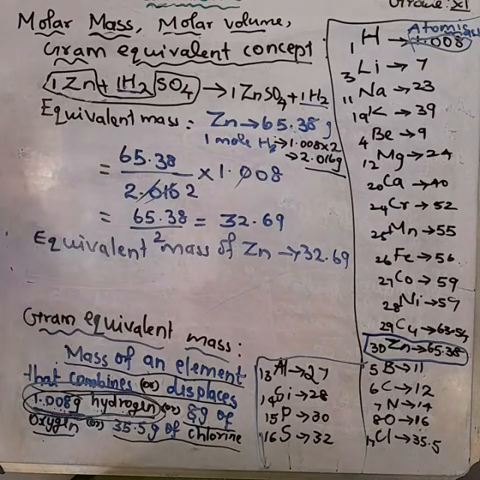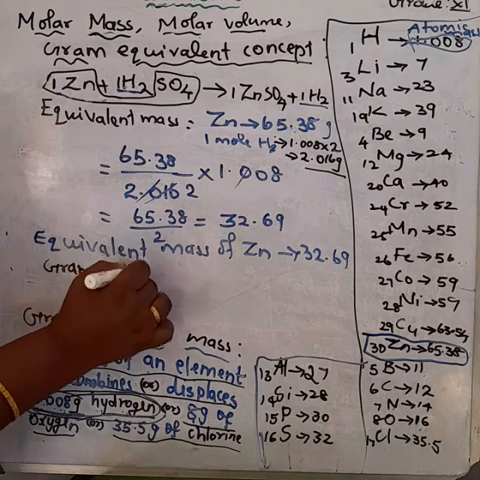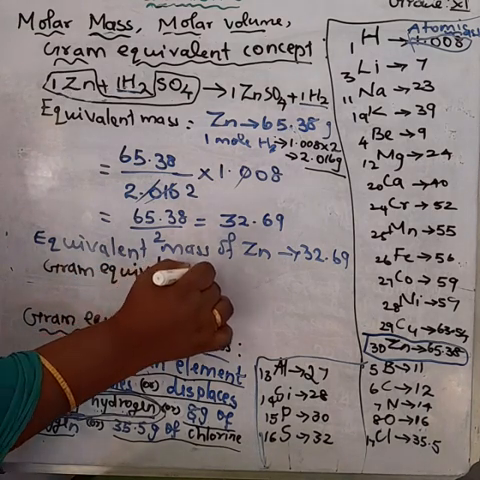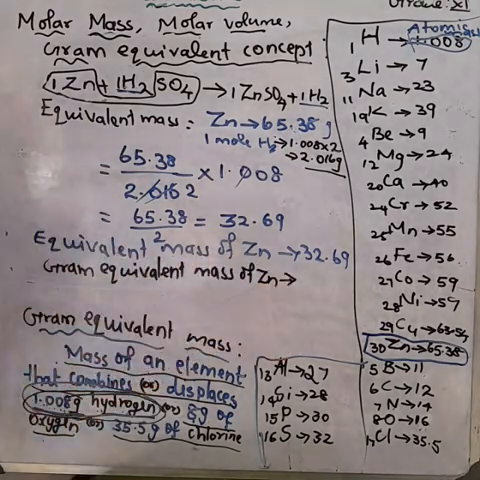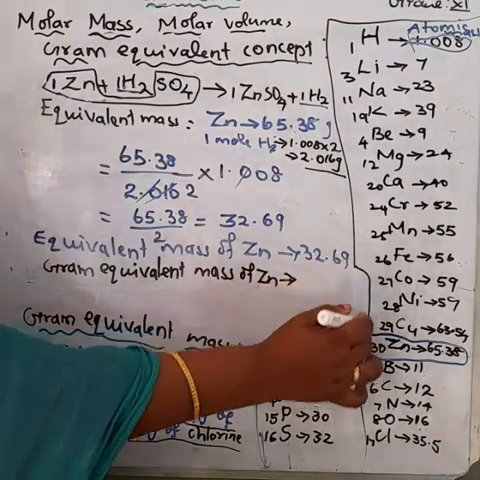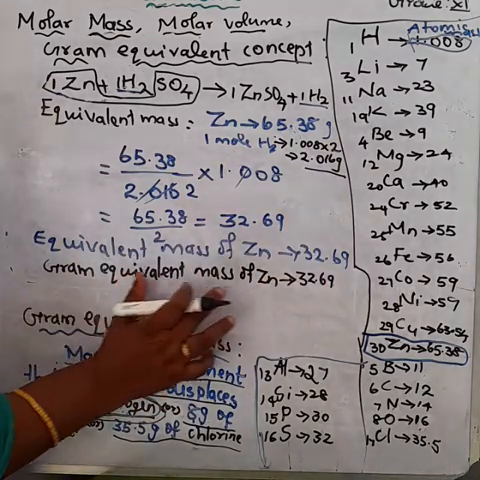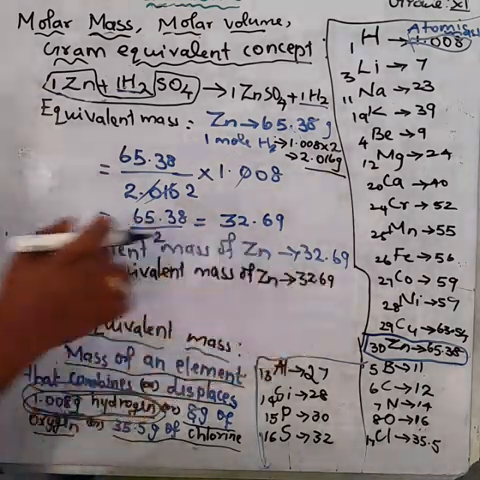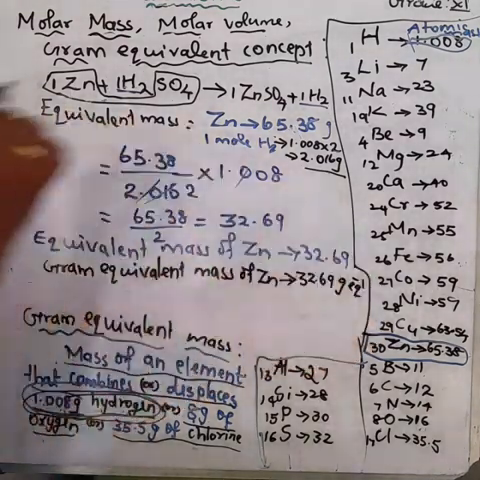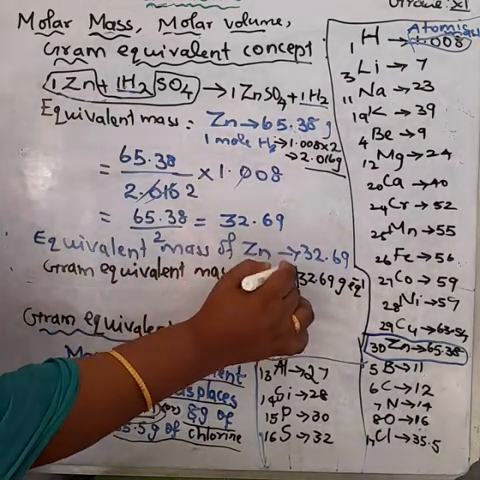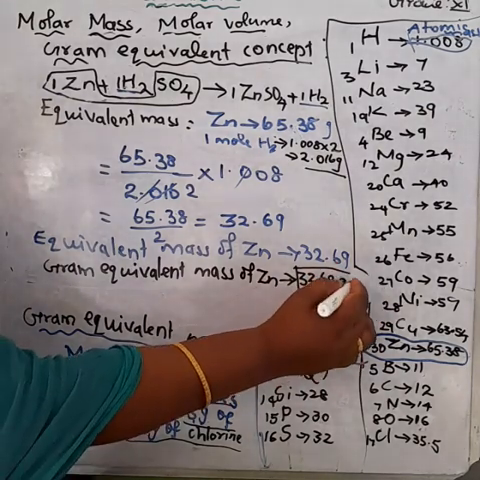But what do you mean by gram equivalent mass? Gram equivalent mass means the equivalent mass represented as gram per equivalent. That is called the gram equivalent mass. So what is the gram equivalent mass of zinc? That is 32.69 gram per equivalent. Understood, students? The equivalent mass has no unit, but the gram equivalent mass has a unit, gram per equivalent.